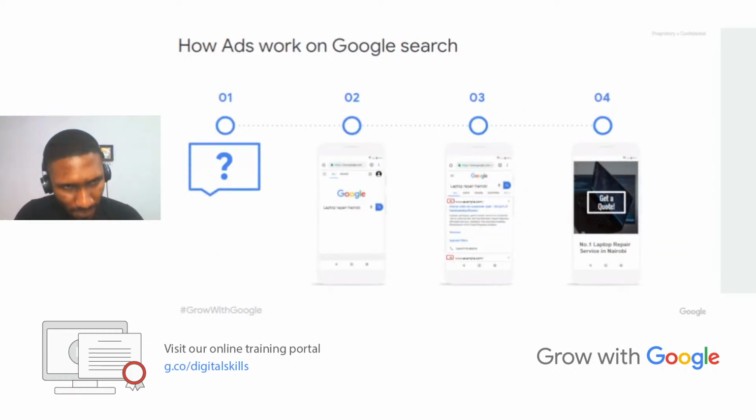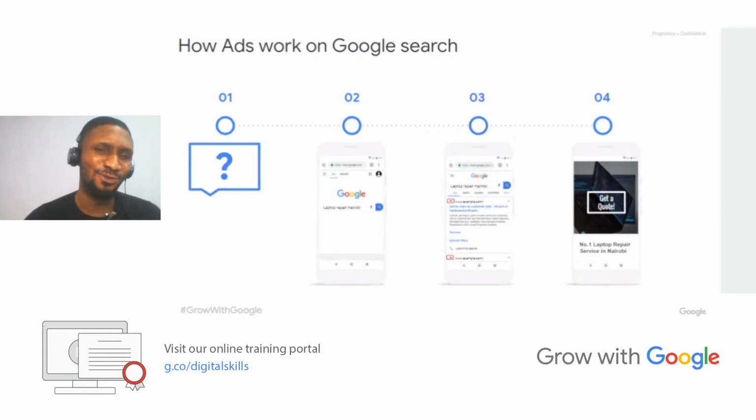So looking at how ads work on Google Search, how do these ads work? It all starts with that question. You have that desire, that intent, that interest to know about something, and most people start searching on Google by just typing in a search query. What you type in on that search box, that's the search query.